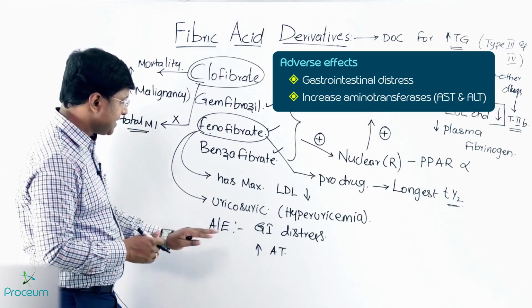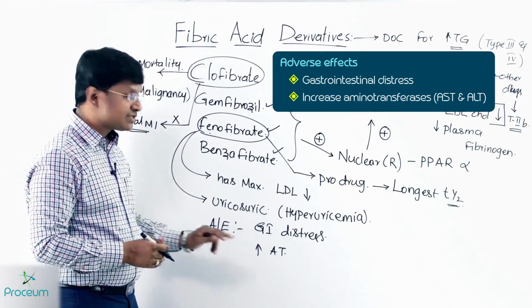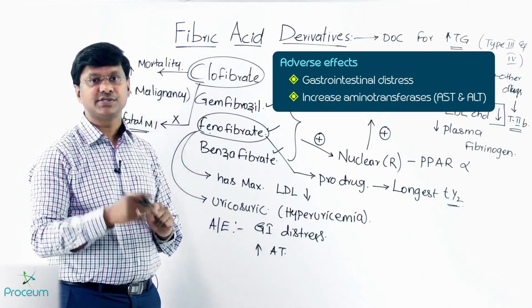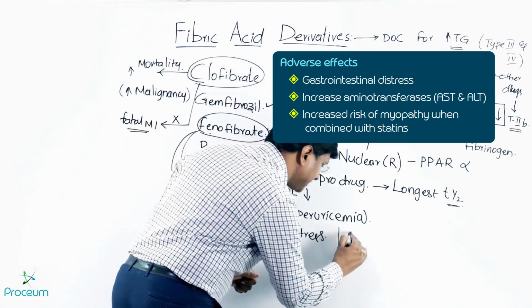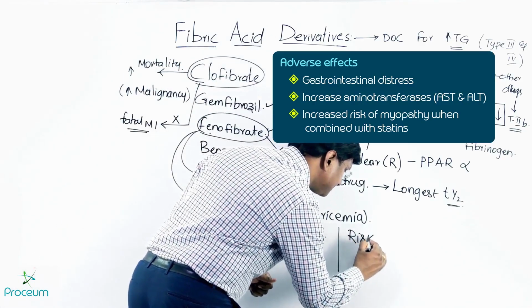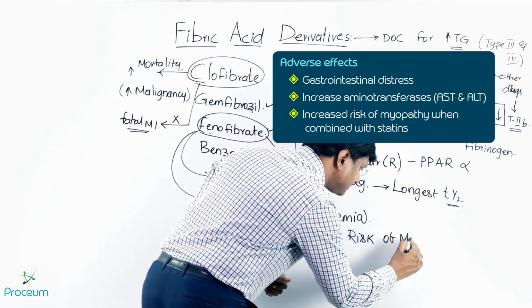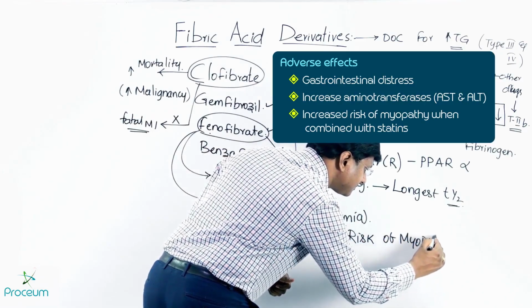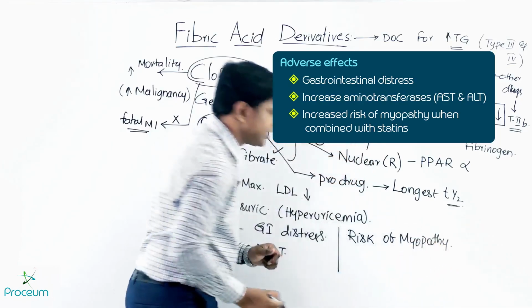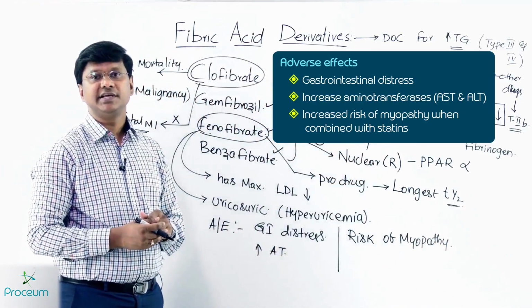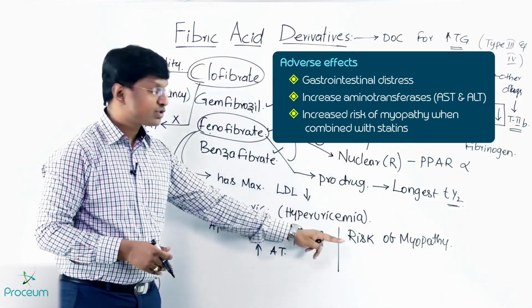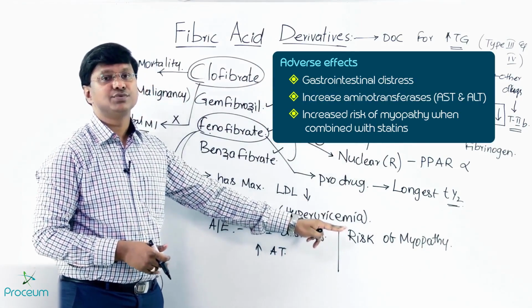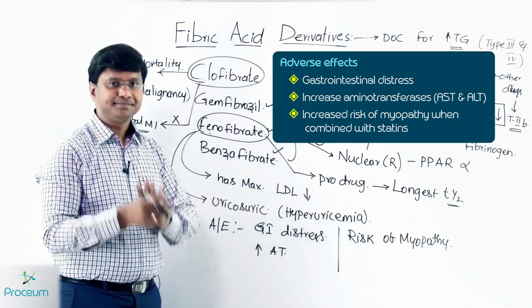Next, apart from GI distress and the increase in the aminotransferases, there is the risk of myopathy. The risk of myopathy is increased if these are used along with statins.